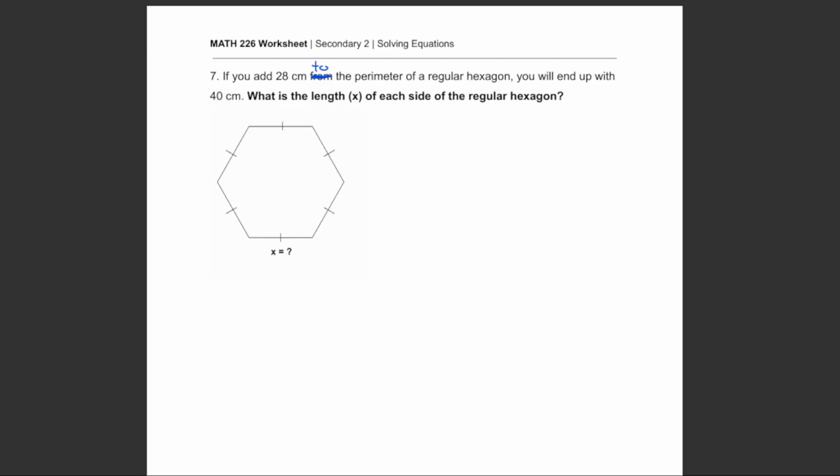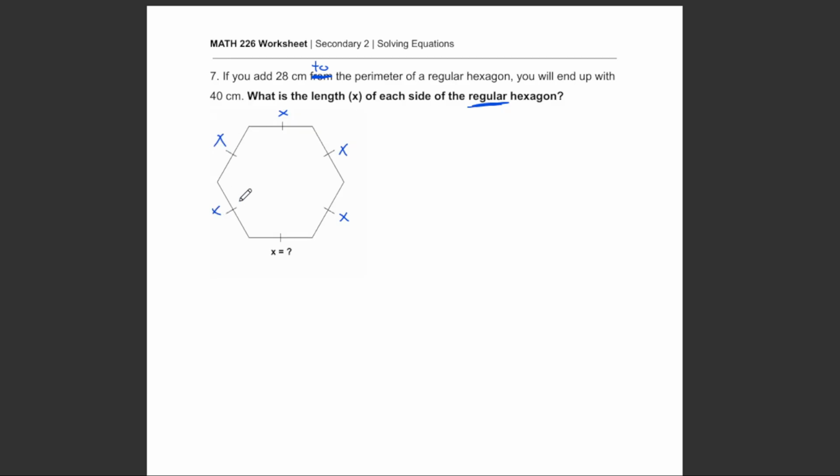Now, as an added bonus for those who stayed till the end of the video, here are some questions that might be a little bit similar to the ones you might see on your test. I don't know. If you add 28 centimeters to the perimeter of a regular hexagon, you will end up with 40 centimeters. What is the length of each side of the regular hexagon? Remember, regular just means that all the sides have the same length and all the angles inside the polygon are the same. Which means if the length of each side is x, then this is x, that's x, that's x, that's x, and that's x.